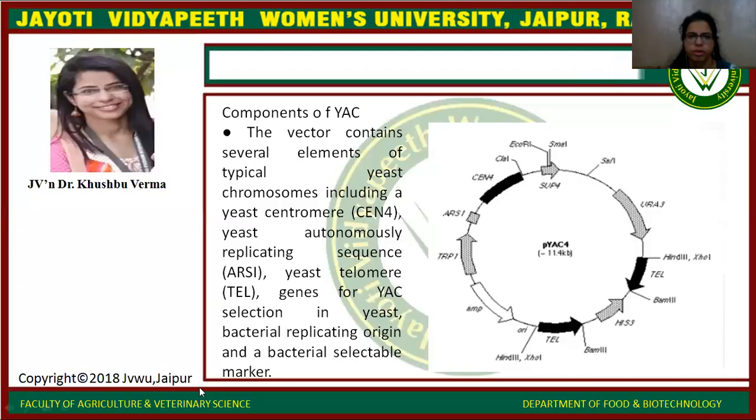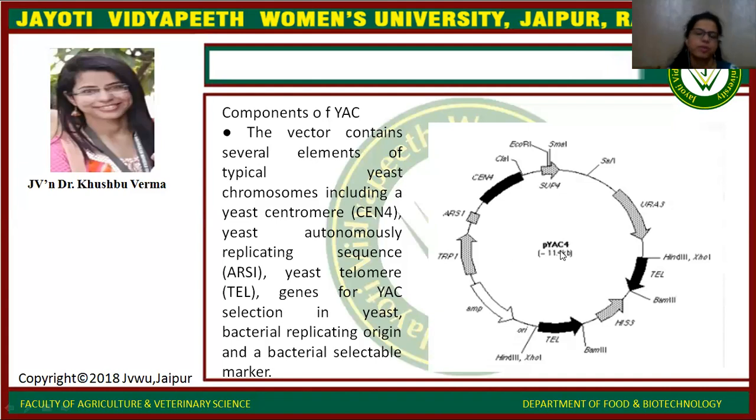If you talk about the components of the YAC, the vector contains several elements of the typical yeast chromosomes, including a yeast centromere, CEN4, yeast autonomously replicating sequence ARS1, yeast telomere TEL, genes for YAC selection in yeast, bacterial replication origin, and bacterial selectable marker. Here you can understand the structure of YAC by diagrammatic representation. So here I am sharing the screen by which you can understand more about the YAC vector.